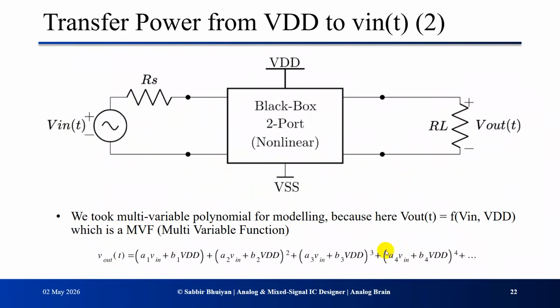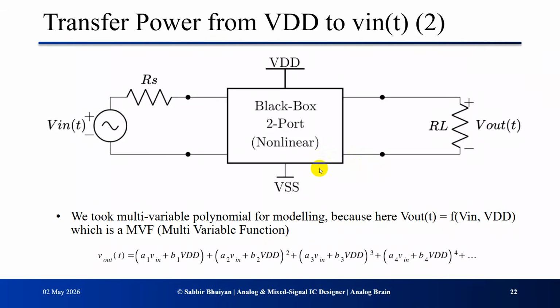Here is the multivariable polynomial model. We express V out as a power series in V in with coefficients that depend on VDD, especially on the DC operating point set by VDD. This is the mathematical framework. The key insight is that the coefficients of these polynomials are determined by VDD and the operating point. VDD enters the picture through these coefficients. It does not add to the output directly. It modulates how the system responds to V in.